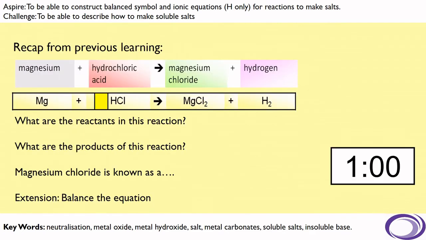Before we get started, we have a quick recap from our previous lessons. On the screen is a chemical reaction. What are the reactants in this reaction and what are the products? What is magnesium chloride known as? And if you can, please balance the equation?